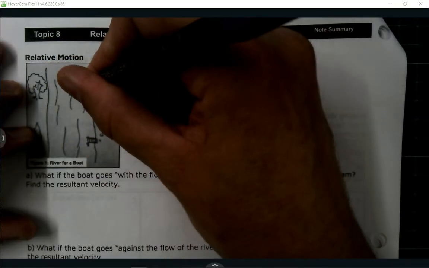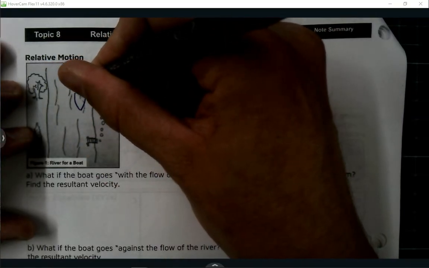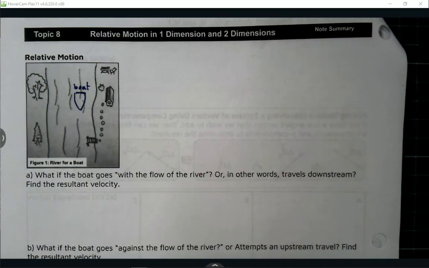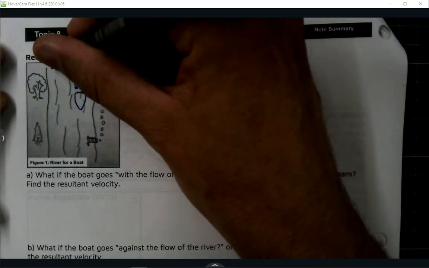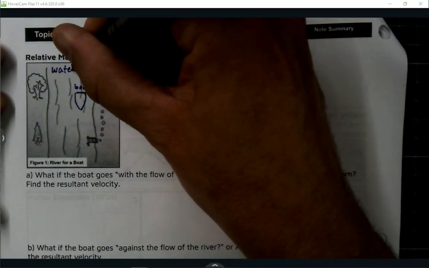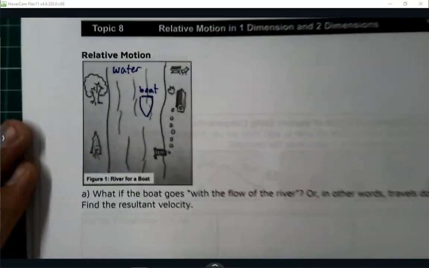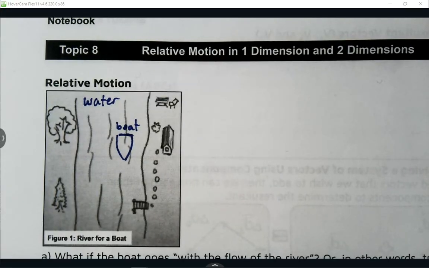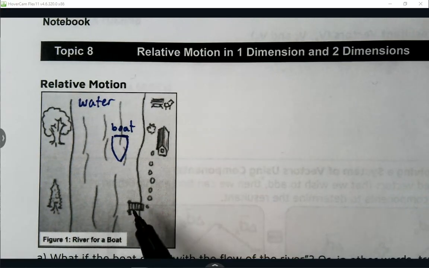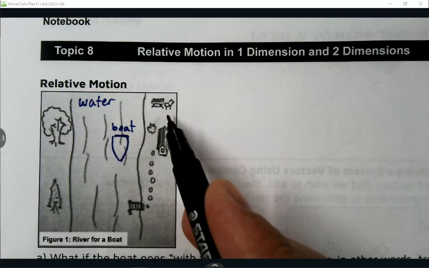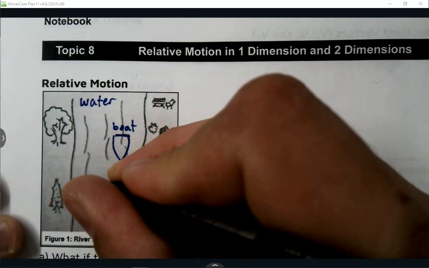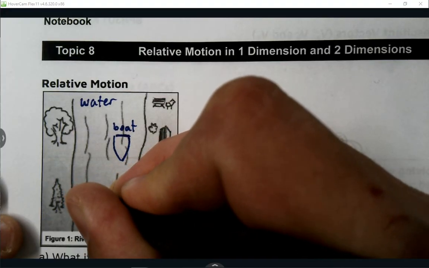If I've got a boat, I can label this as an overhead view of a boat. Okay, so I'm looking at a boat from overhead, and I've got water. I can zoom in on this just to make it easier to see. Looks like I got a little house, I've got a dock, I've got a couple trees, maybe even a little picnic set there.